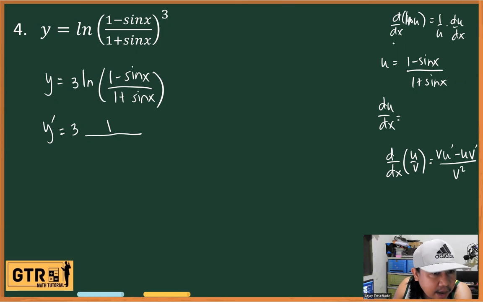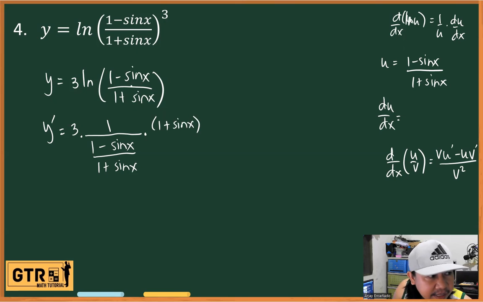So for this, just copy 1 over u. The value of u is 1 minus sine x over 1 plus sine x, and it's multiplied by 3. And then times the derivative. So we have u over v, so this is u and this is v. So we copy the denominator, 1 plus sine x, times the derivative of the numerator.